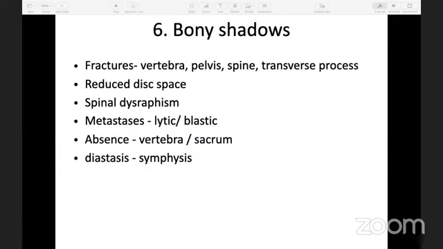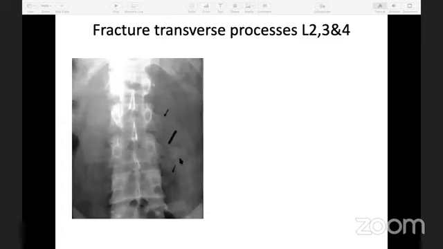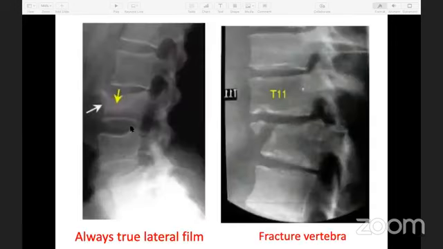Bony details to be noted are fractures, reduced disc space, spina bifida, any lytic or blastic metastasis, any absence of vertebra or part of sacrum, and pubic diastasis. This X-ray shows spinal injury at the level of L1, L2. This shows fracture of transverse process of L2, 3, and 4 vertebrae. Fracture and disc space is always better seen in a true lateral film. Here you can see the fracture of vertebra in both films.